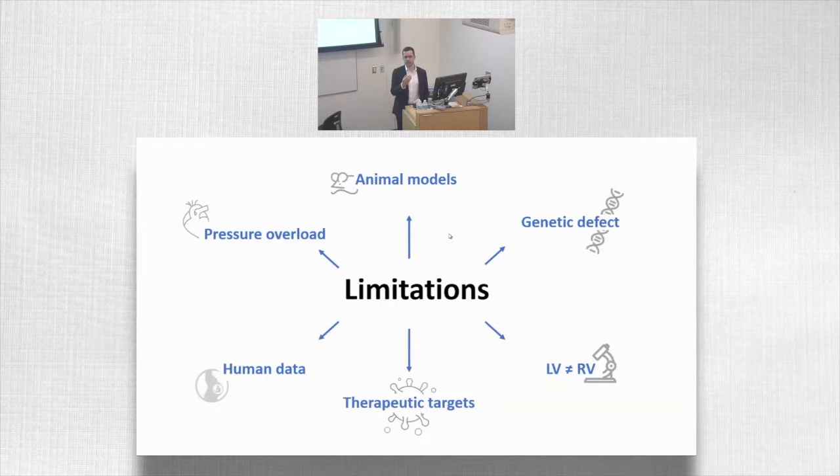So you can't really assess how you want to prevent RV failure in a staged palliation model in these mice. And therefore, we never really treat the genetic defect or the underlying metabolic differences that we see in the RV. As I already said, LV and RV isn't necessarily the same. And so much of the information that we have about failure mechanisms that are derived from the LV don't necessarily have to work the same way in the RV.